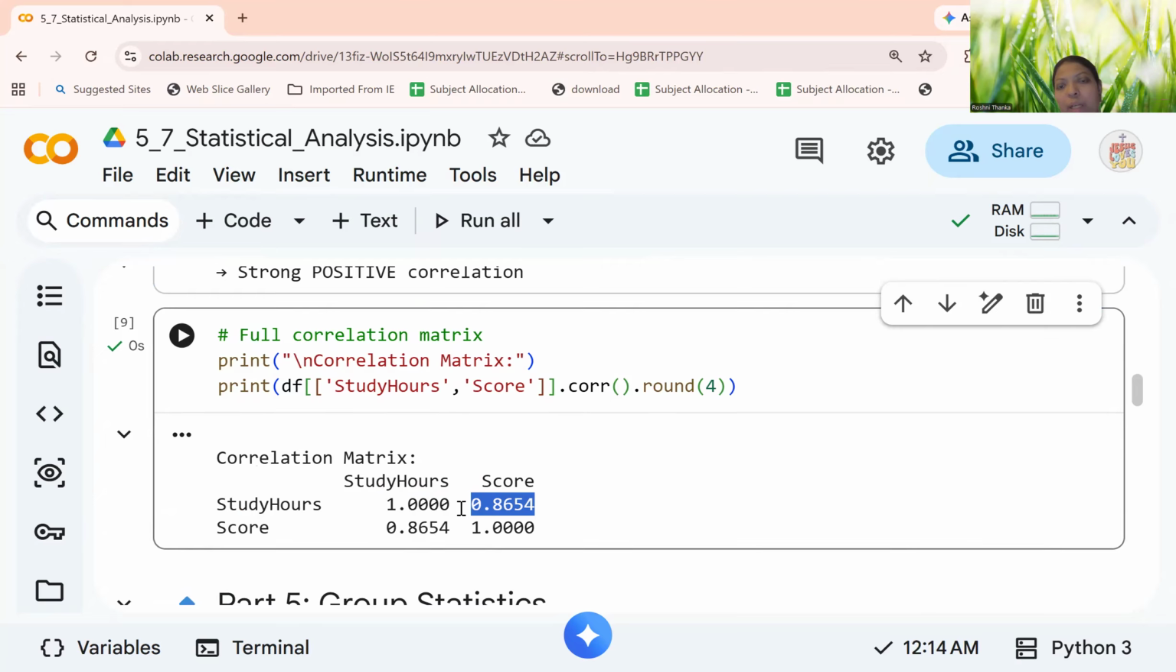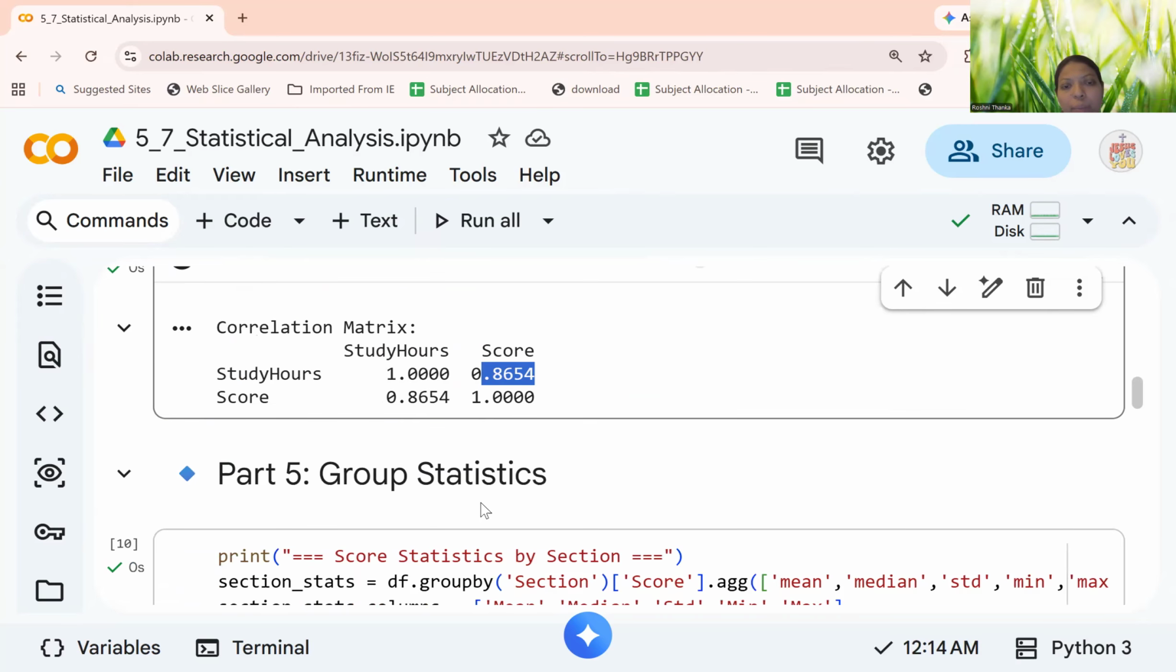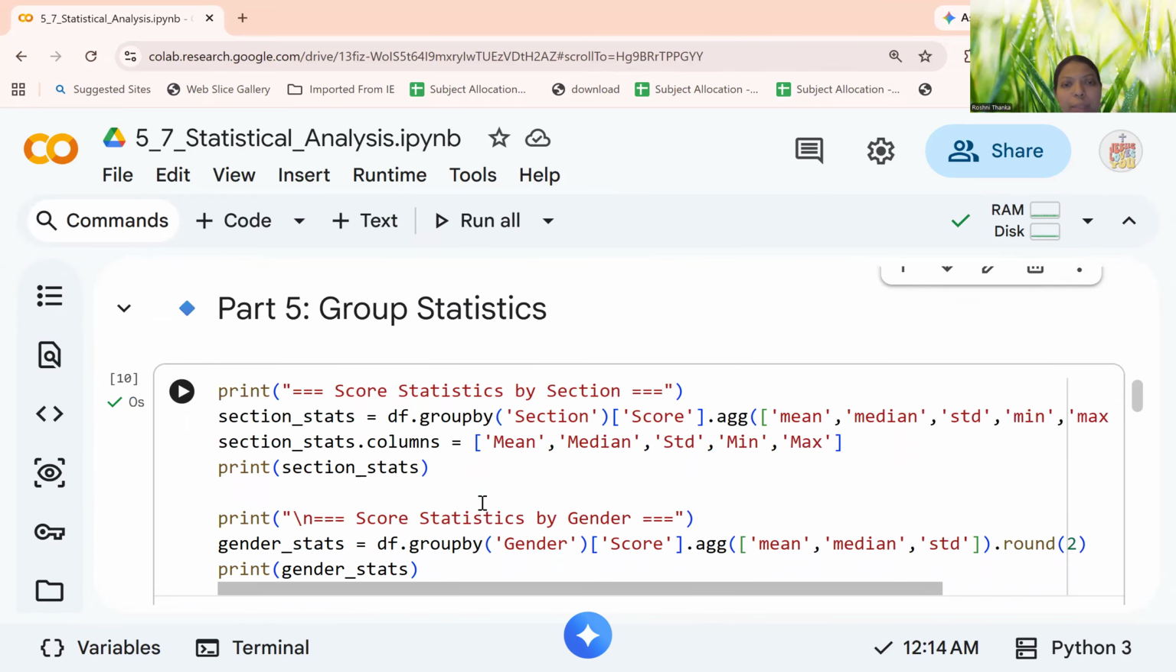So this is what a small matrix. We said for a 4 decimal value. So here we have 4 decimal value. Next one is group statistics.